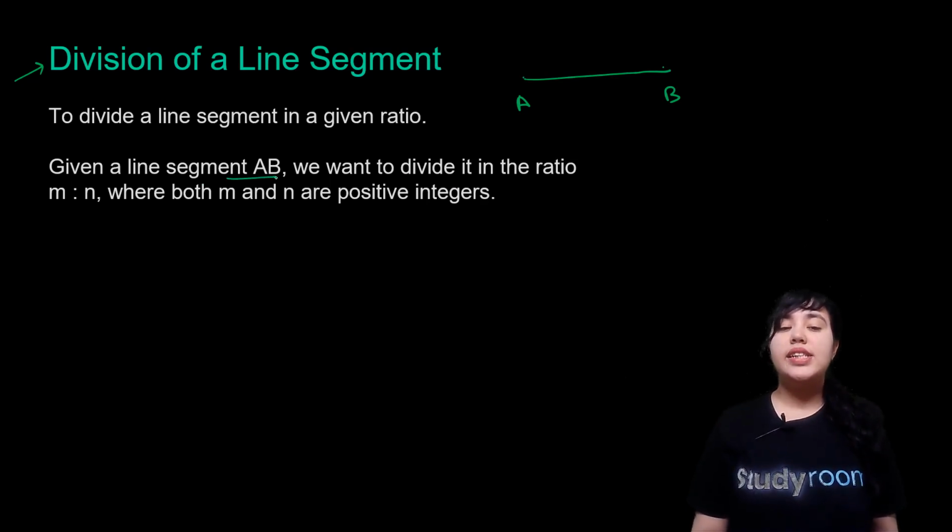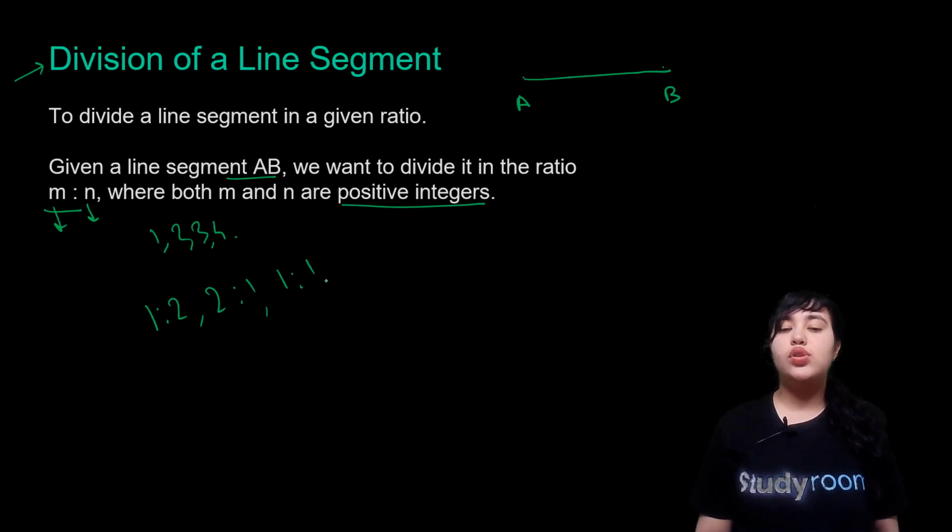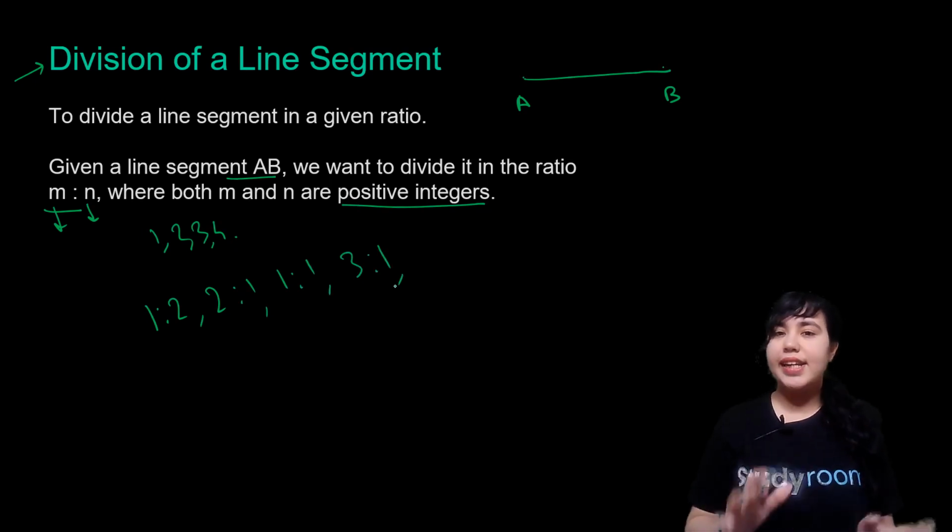I want to divide it in the ratio M:N. Now what about M and N? What are they? They are positive integers. That means they could have value 1, 2, 3, 4, etc. So it could be the ratio 1:2, 2:1, 1:1, 3:1, any ratio, okay?